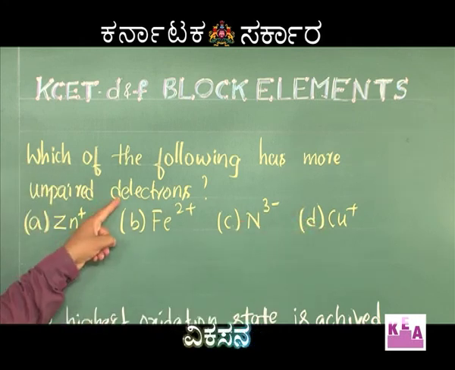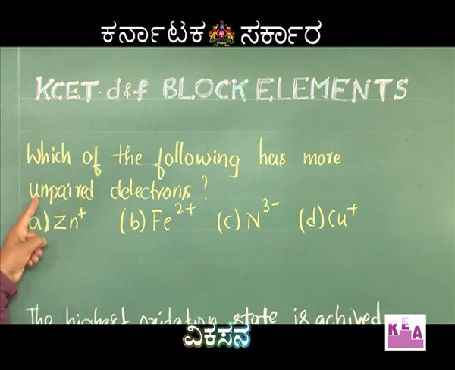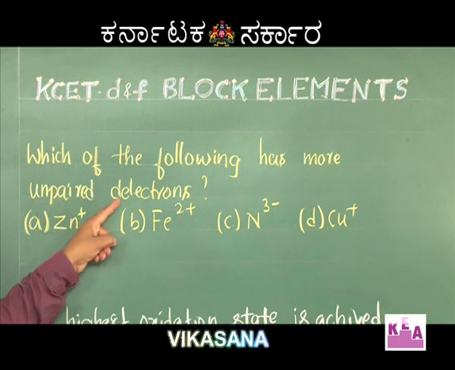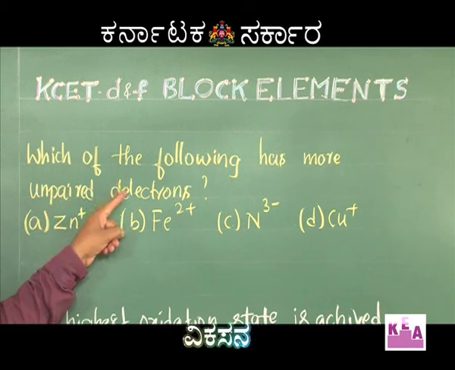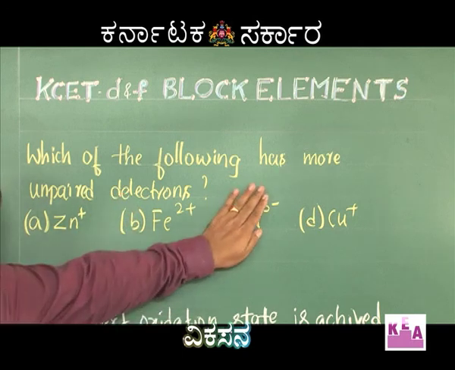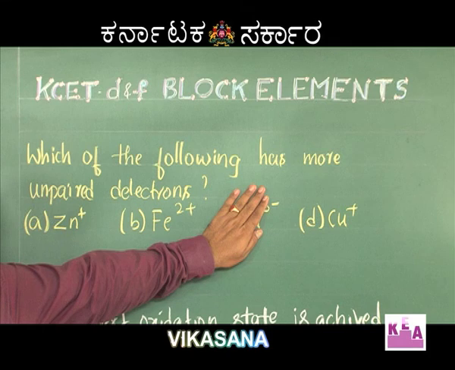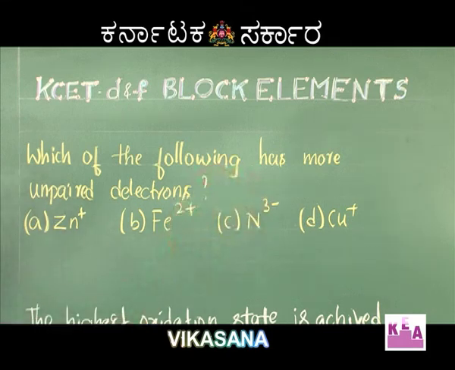We need to find more number of unpaired d electrons. When you read the question like more number of unpaired d electrons, one of the options is ruled out. N3- ion cannot have d electrons. Now the options are restricted to Zn+, Fe2+ and Cu+.